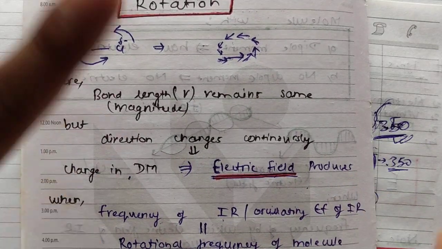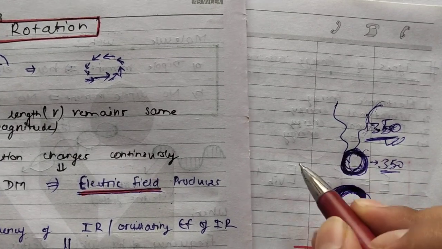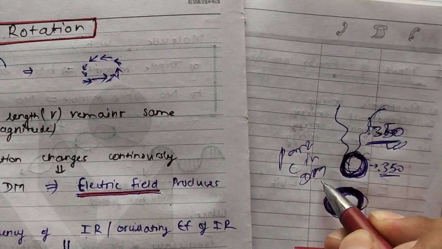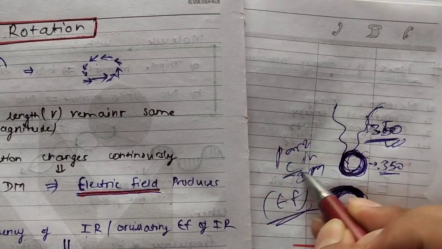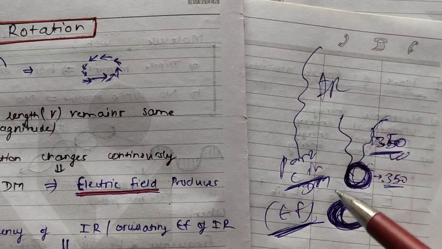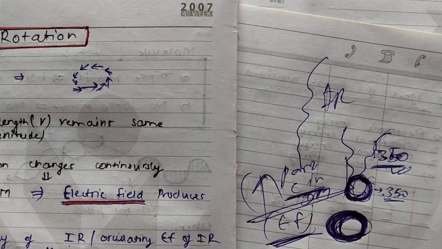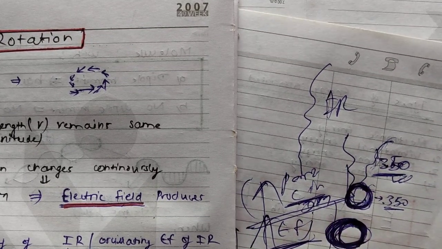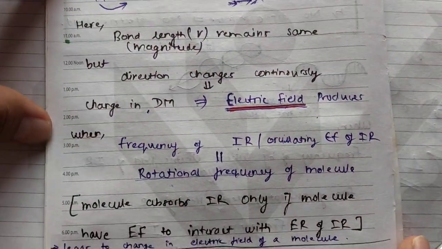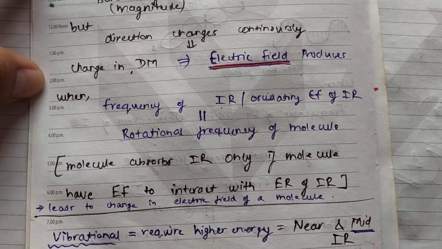See, before the falling of IR, there is a particular change in dipole moment, and there is a particular electric field. This is fixed. But after the falling of IR, what is happening? The change in the dipole moment increases. Due to this, the electric field also increases. So this IR radiation is affecting the dipole moment of a molecule, the electric field of a molecule, and the electric dipole of a molecule.